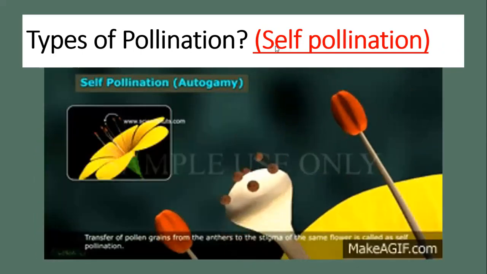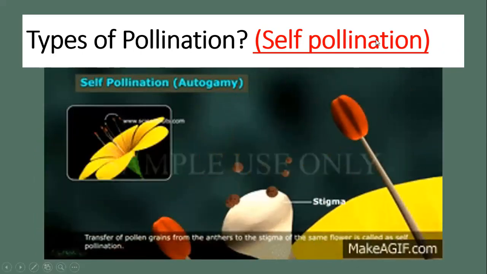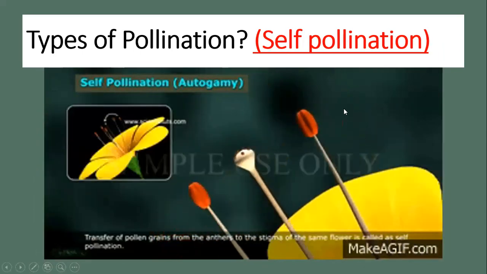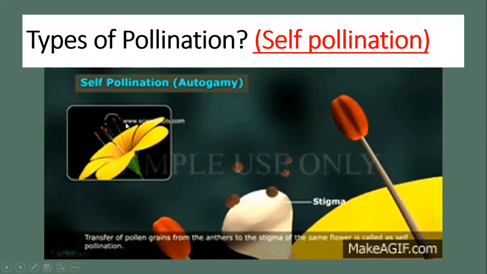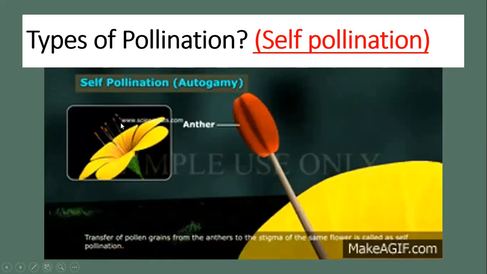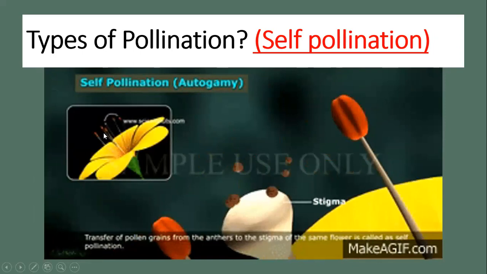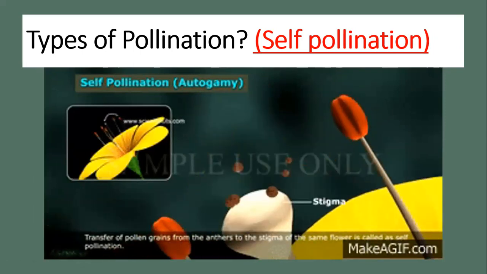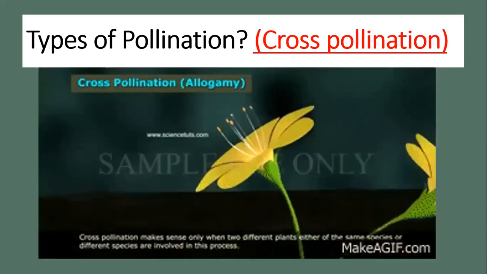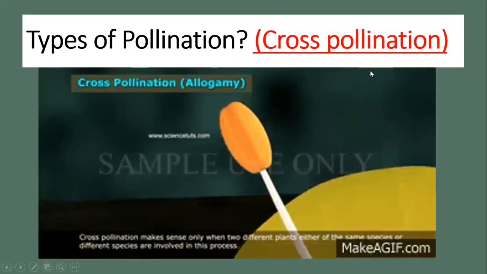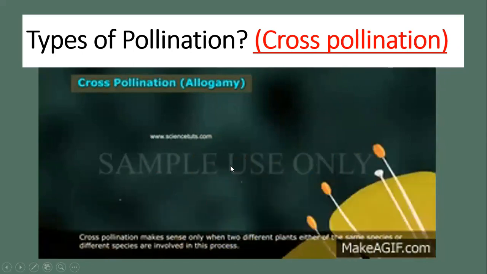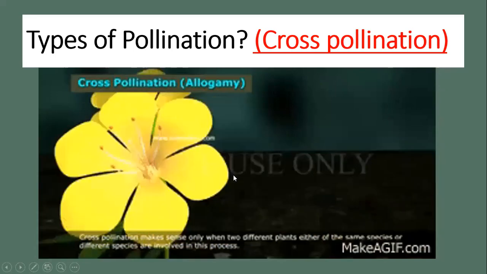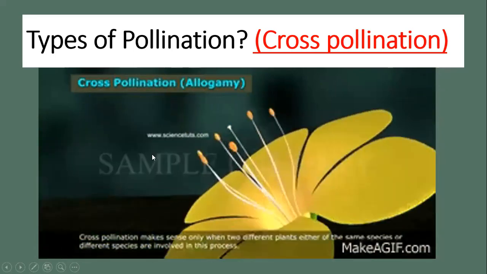Number one, self-pollination, and number two, cross-pollination. At first, self-pollination is the movement of pollen grains from the anther to the stigma of the same flower or in the same plant. Number two, cross-pollination. This is the movement of pollen grains from a flower to another flower of the same kind.